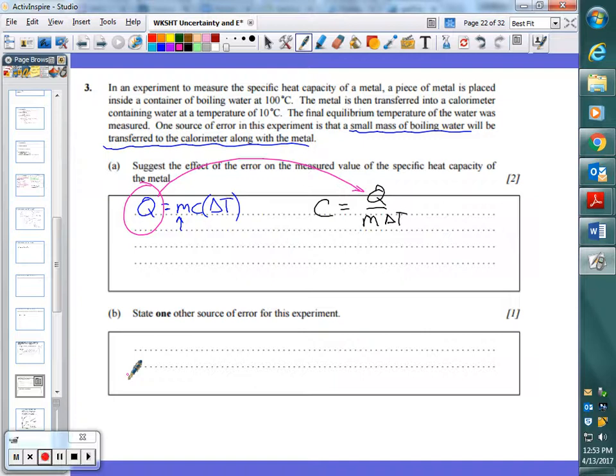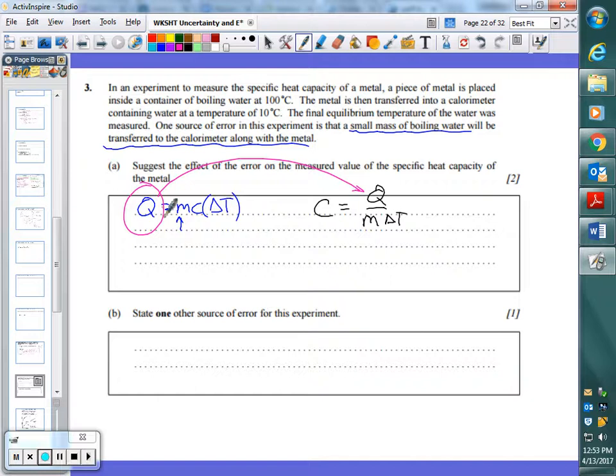It won't make a huge difference, most likely, but it is a source of error, right? So in this case here, the mass that you're using in this calculation is too small. Does that make sense? So if one factor in this equation is too small, it's going to make this too small. Is that right? Because both sides of the equation.